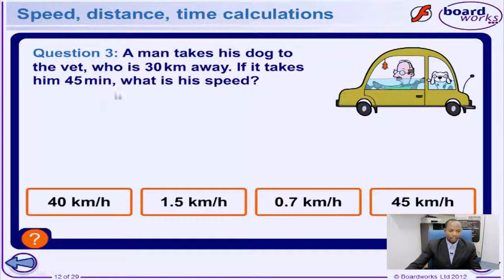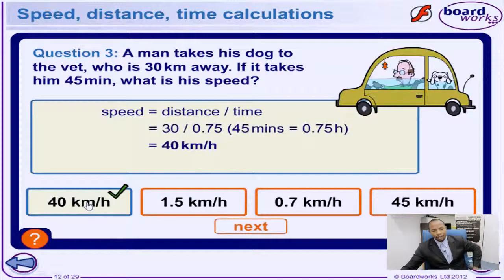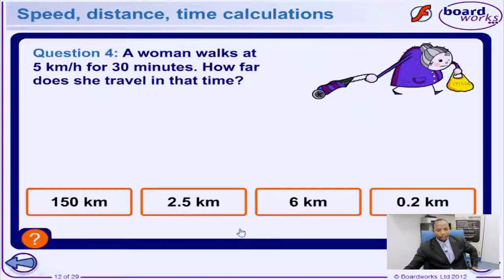The time is in minutes, so we're going to convert this time in minutes to hour. How do you convert to hour? We're going to divide by 60, which will give us 0.75 hour. So this speed will be 30 kilometer divided by 0.75 hour, which will give us a speed of 40 kilometer per hour. That's right, that's great. Now let's move ahead to the next question.